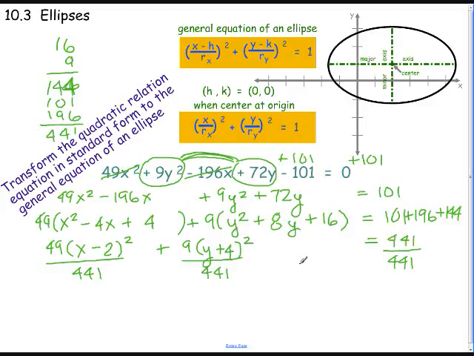What do I come out with? Well, I could write it like this. And I could write this like this. If I divide 441 by 9, let's see what happens.